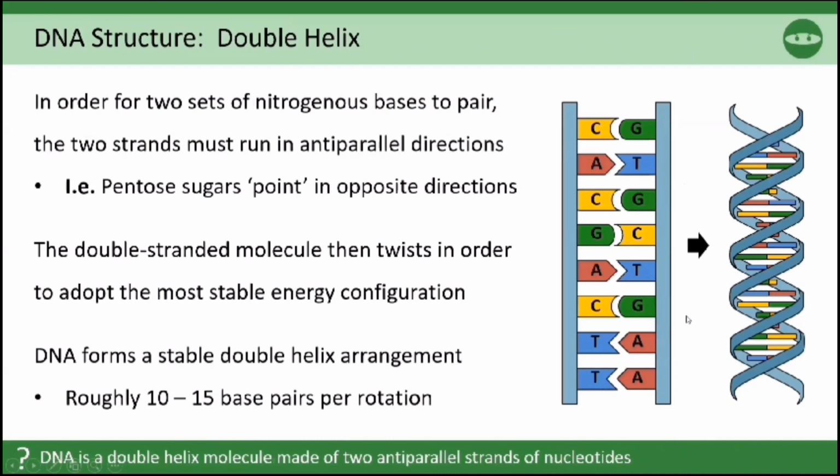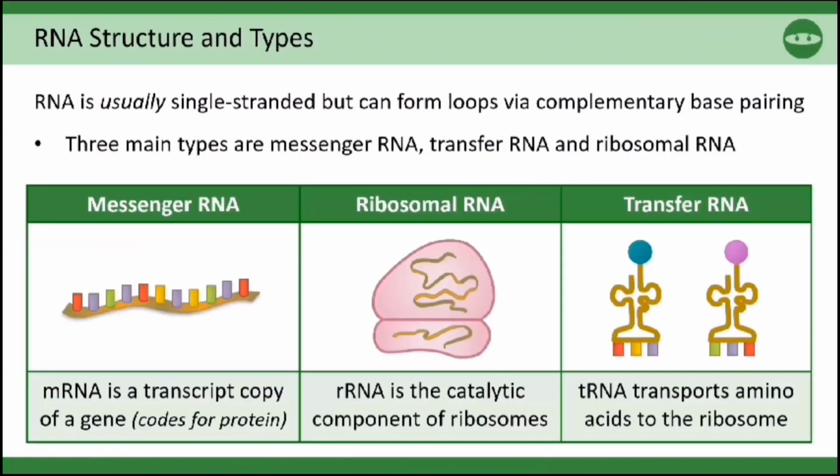In order for two sets of nitrogenous bases to pair, the two strands must run in an anti-parallel structure, one from 5' to 3', and the other from 3' to 5'. There is also twisting in order to adopt the most stable energy configuration, and DNA forms a stable double helix arrangement of roughly 10 to 15 base pairs per rotation.